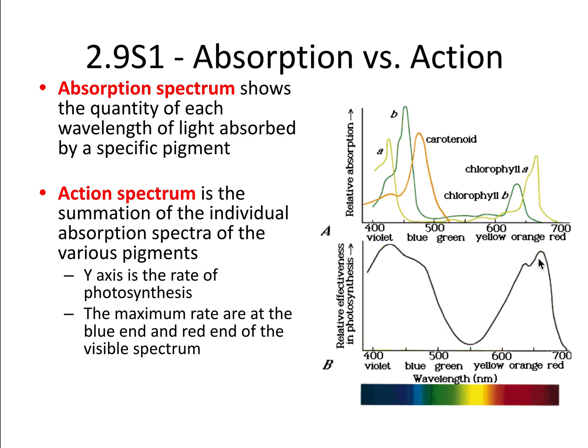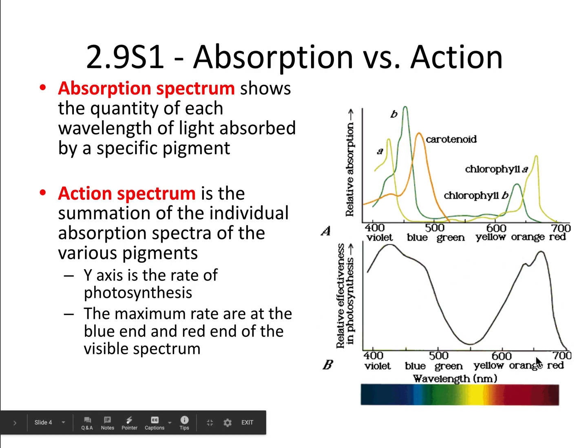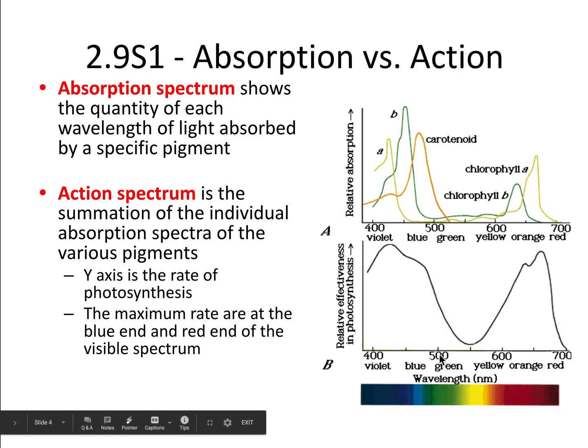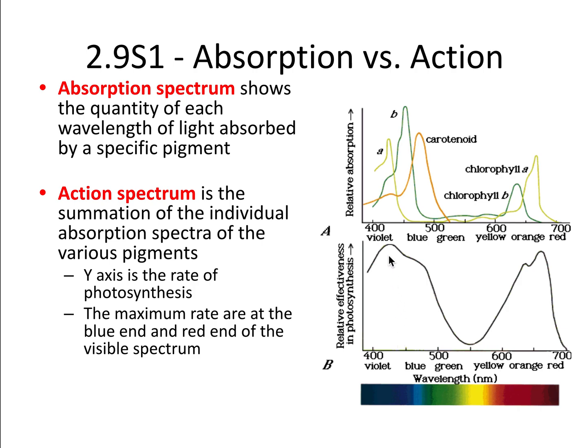And when you go back over into the orange and red, it has a higher rate of photosynthesis. So this is an action spectrum. The y-axis is the rate of photosynthesis, and the maximum rate, which would be these peaks here, is at the blue end and red end of the visible spectrum. So it tells us plants will do photosynthesis better if they have pigments that absorb these lights, these colors.